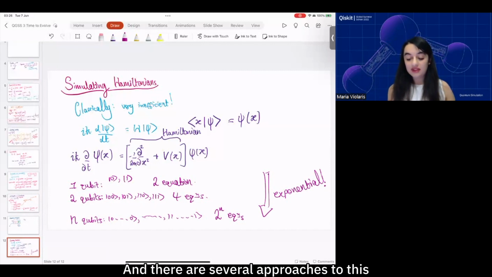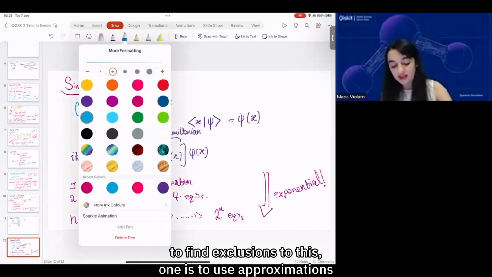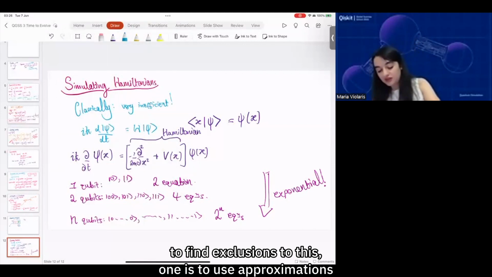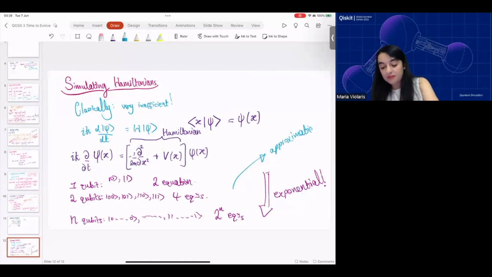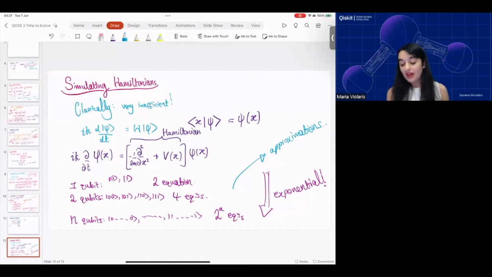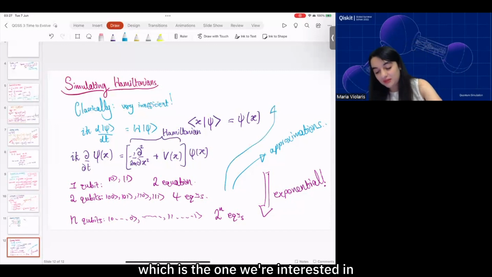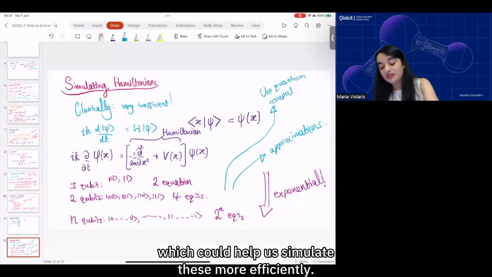There are several approaches to finding solutions to this. One is to use approximations for the Hamiltonian to simplify it and make the simulation more efficient. And the other option, which is the one we're interested in, is to use a quantum computer instead, which could help us simulate these more efficiently.